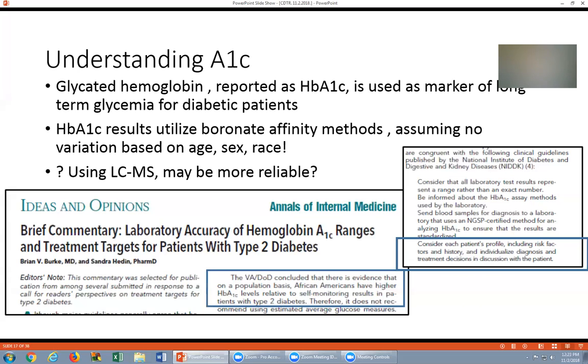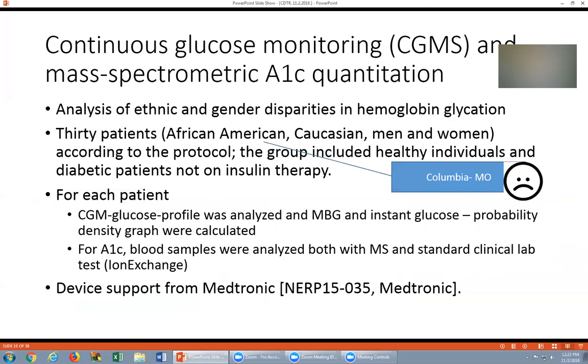So we got more interested in it and we thought, you know what, we're going to do a small study. So we designed a small study, a learning process again, very complicated language that we worked on here. And what we did was we had a continuous glucose monitor that we used, and we compared the results from that using mass spectrometric A1c quantitation. This was very interesting because we wanted to look at ethnic and gender disparities in hemoglobin glycation.